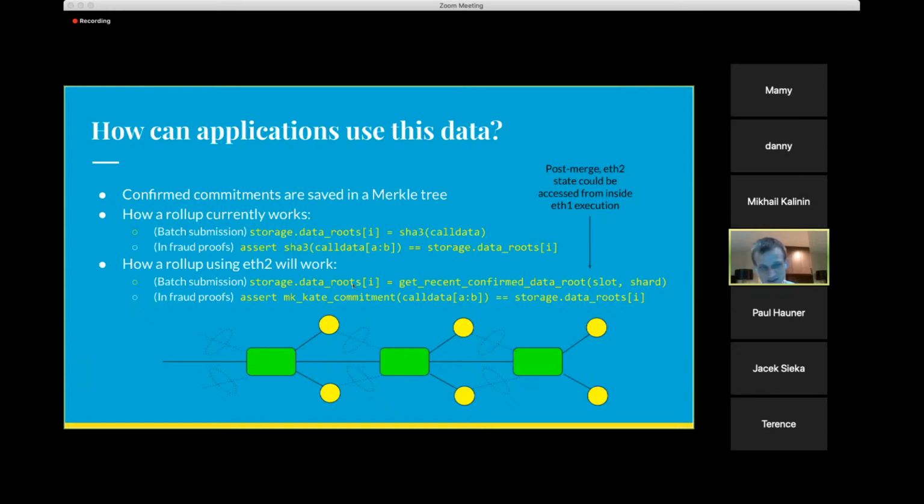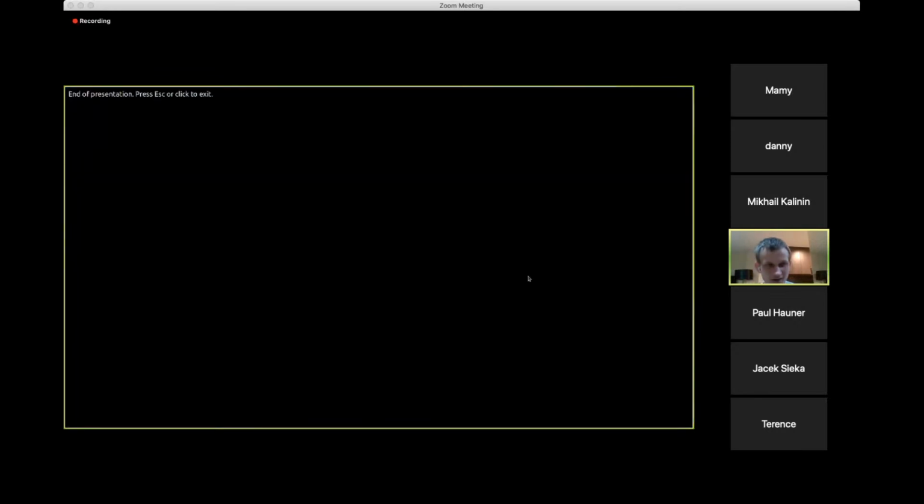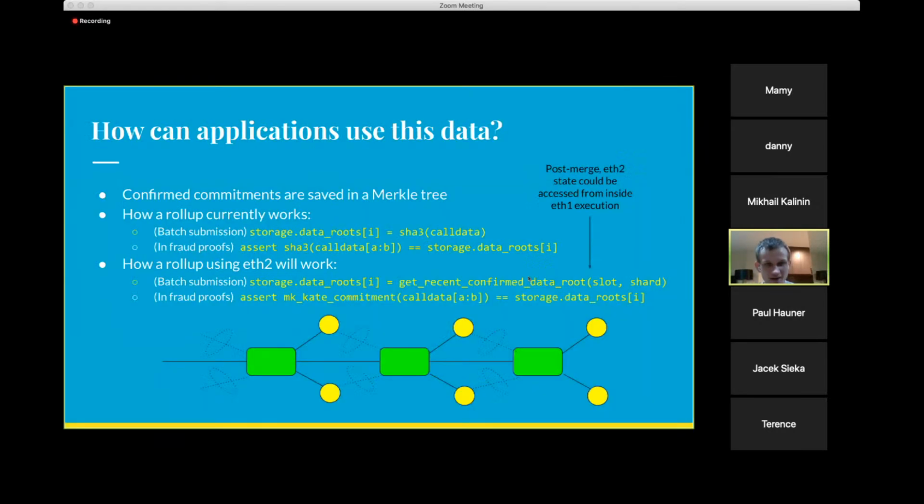And then in a fraud proof, you actually would take the data and include it in your transaction, and then make the Kate commitment inside the EVM, and you would verify that the Kate commitment you generated is the same as the commitment that got saved.